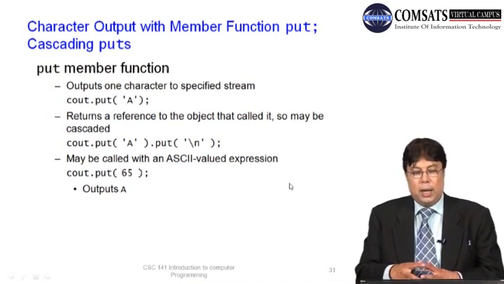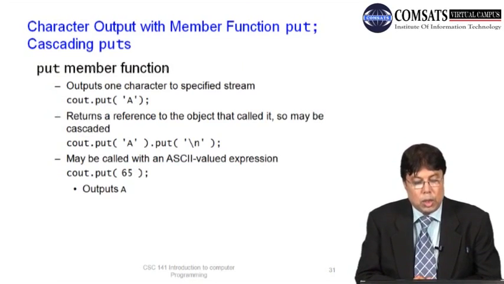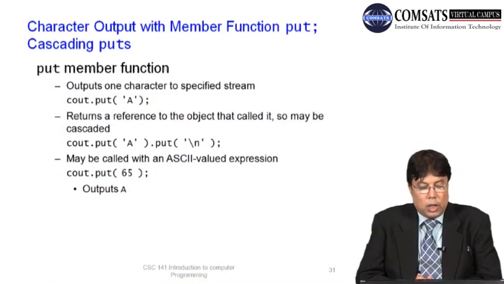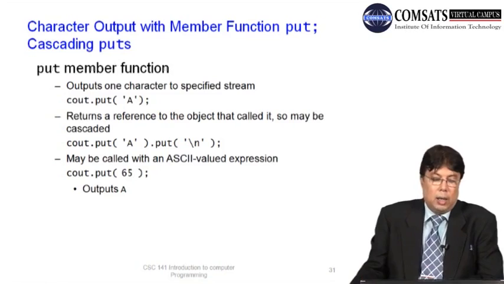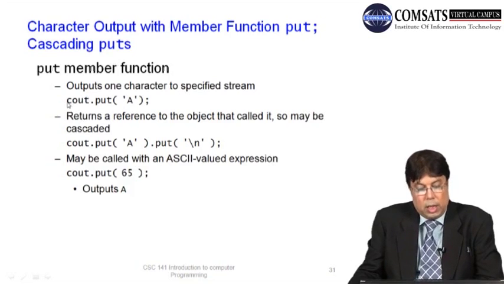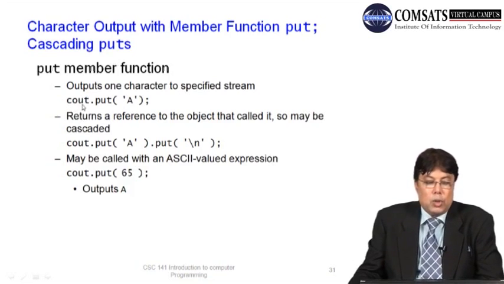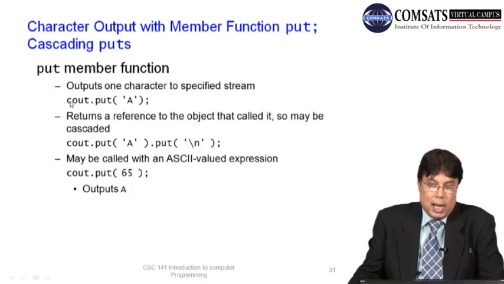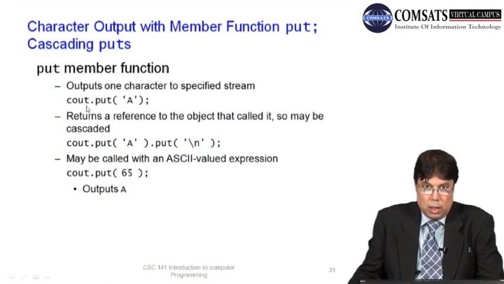Character output with member function put and cascading put. Now I will show you two different ways through which we can use the put function. The first one is to output one character to any stream, and obviously this is the output stream. So we are using it as a member function. When we use it as a member function, we use it as the cout object dot the name of the function.